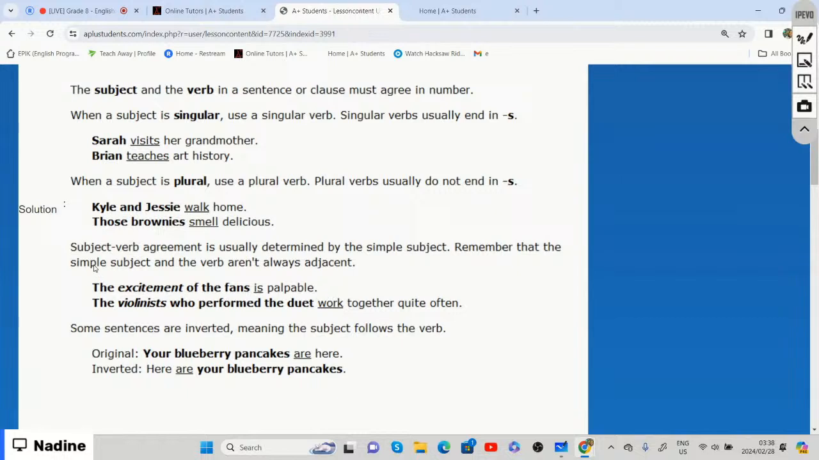So subject verb agreement is usually determined by the simple subject, and the simple subject and the verb aren't always adjacent. For example, the excitement of the fans is palpable, or the violinists who perform the duet work together quite often.